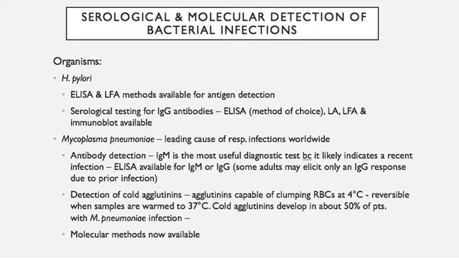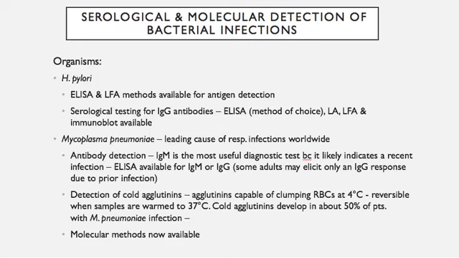Mycoplasma pneumoniae is the leading cause of respiratory infections worldwide. So with antibody detection, IgM is the most useful diagnostic test because it likely indicates a recent infection. ELISAs are available for IgM or IgG. And the IgG could be positive if a patient has had a prior infection with the organism.